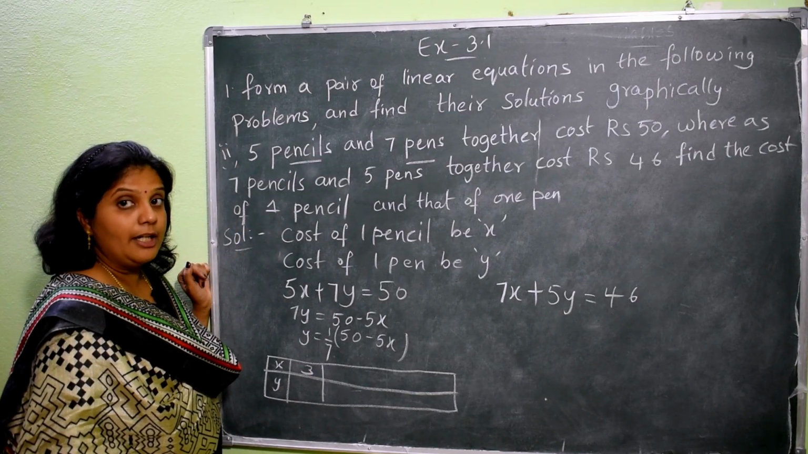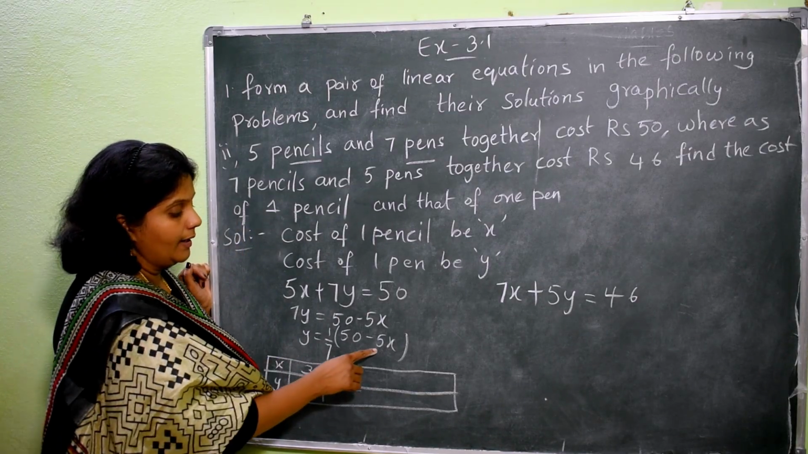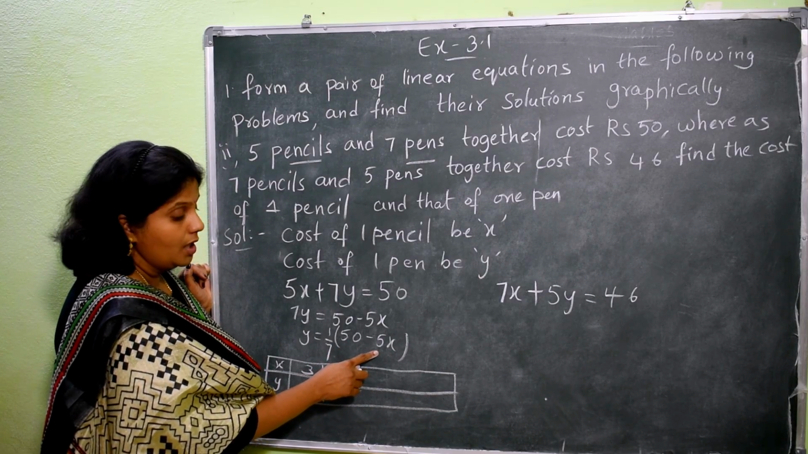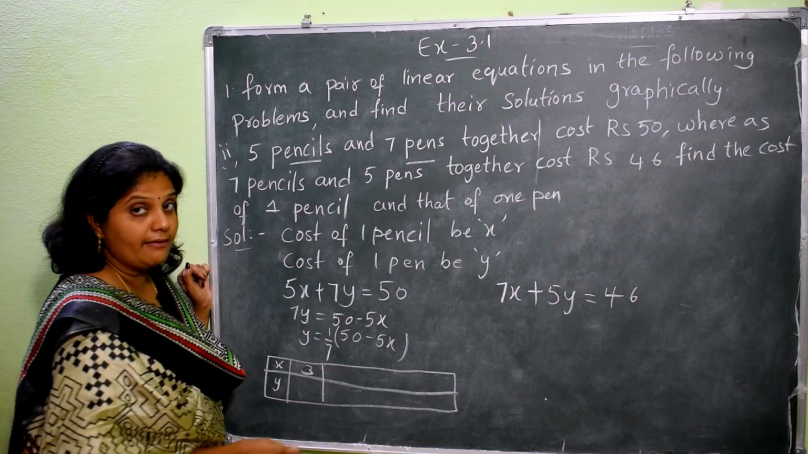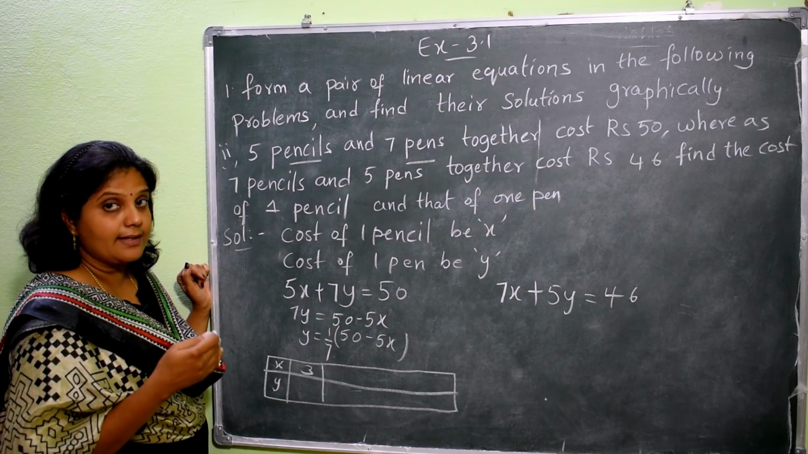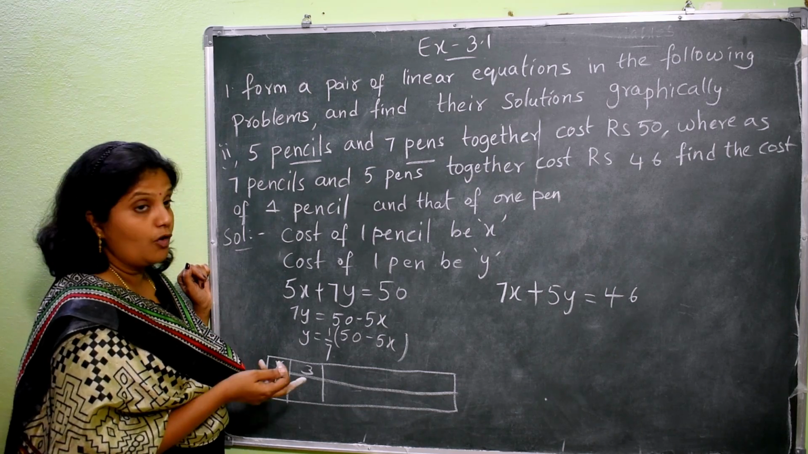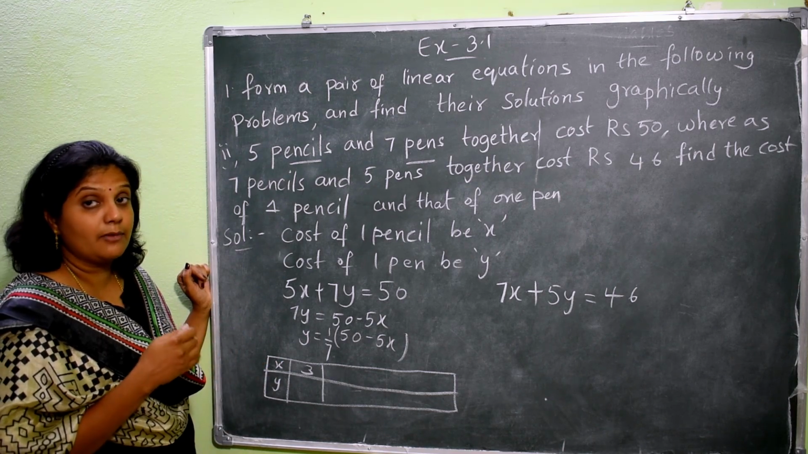So like that, we need to check for 4. Let us take the x value as 4. 5 4s are 20. So 50 minus 20, how much? 50 minus 20 is 30. 30 by 7 is not possible. Like that 5, 6, 7, we need to check each number. For whatever number we get the whole number, that number only we should take.